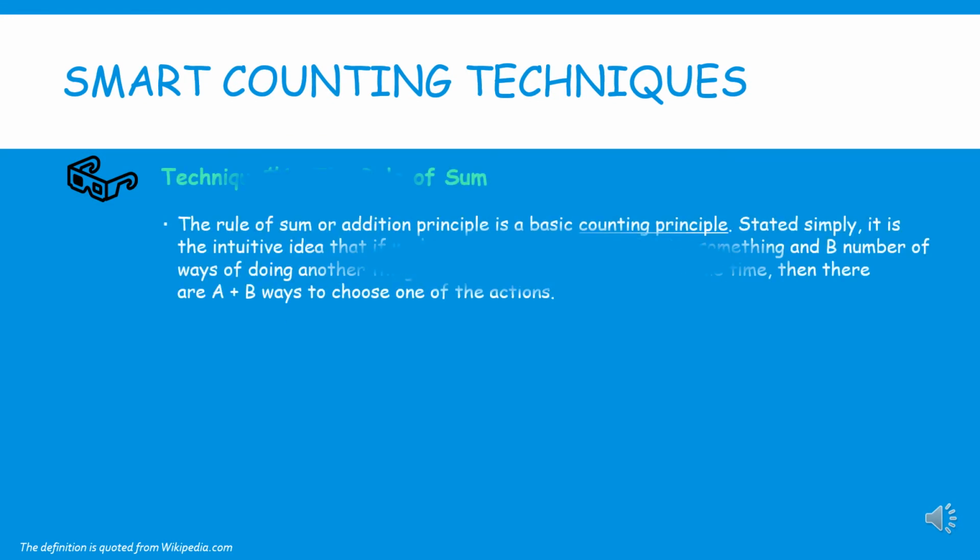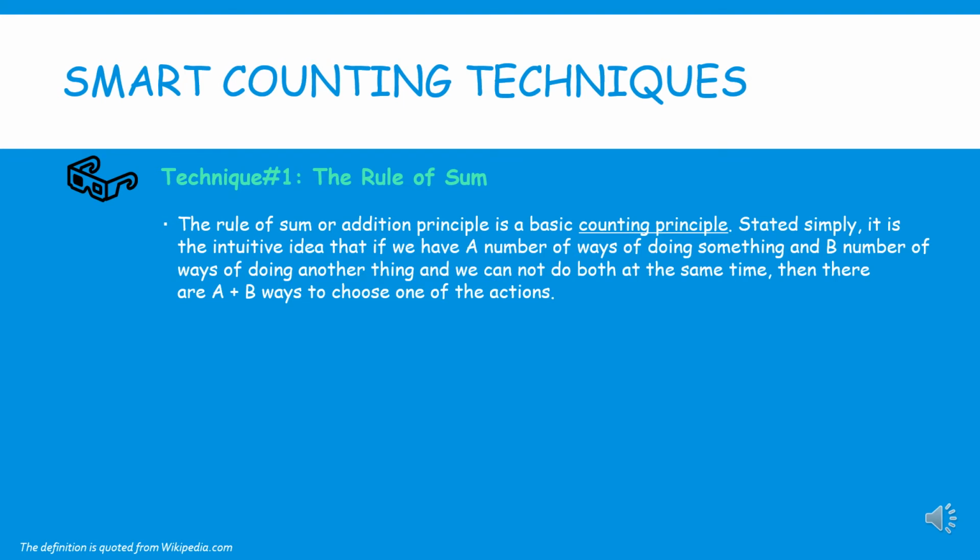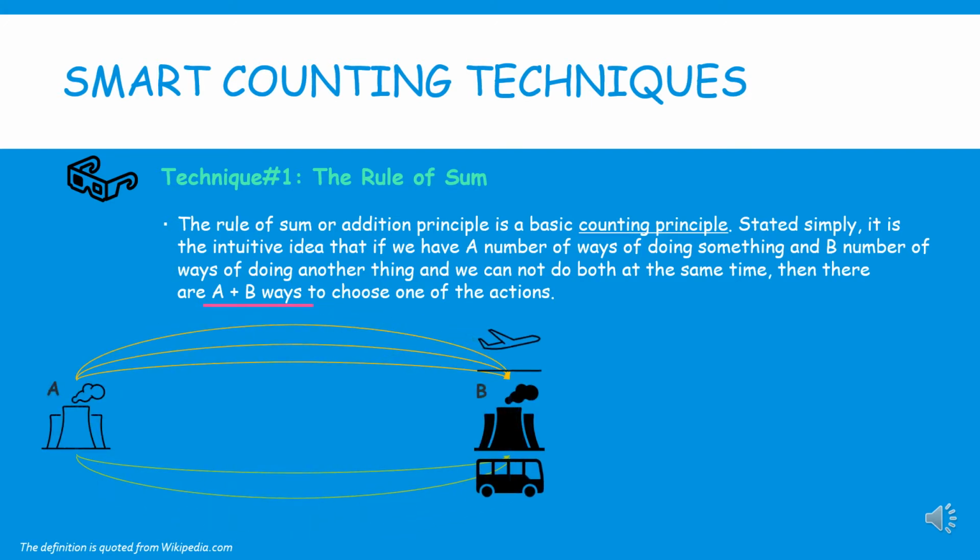First is the property of sum, also known as the addition principle. It is basically the intuitive idea that if we have a set of A ways to do one thing and another set of B ways to do another, then there are A plus B ways to choose one. As shown below, we have 3 ways to go to another place by plane and 2 ways to go by bus. If we want to know how many choices we have to go, our answer is 3 plus 2 equals 5.